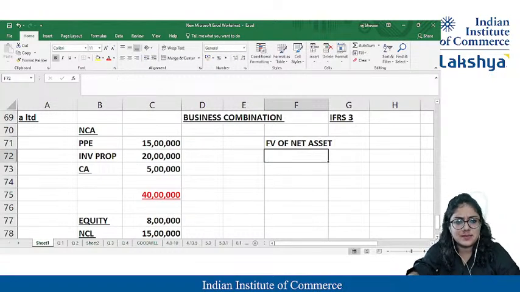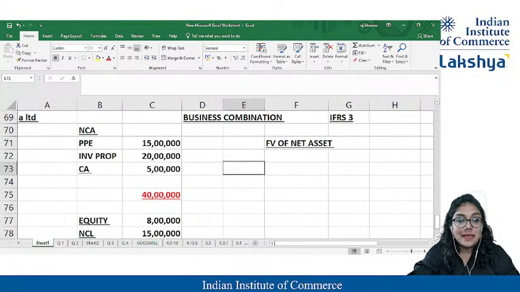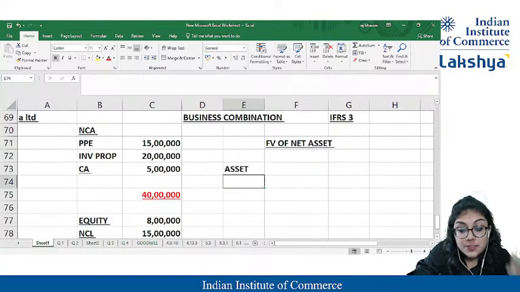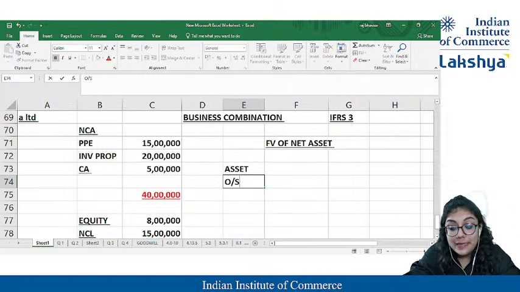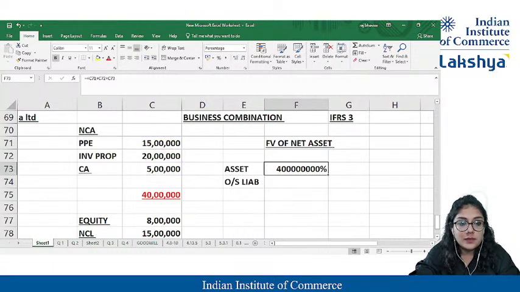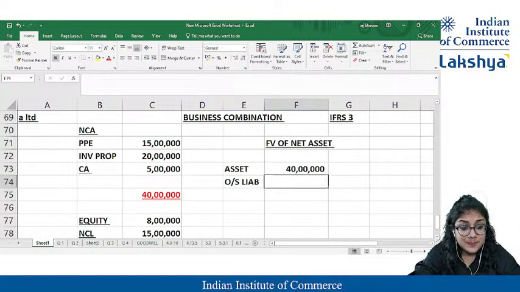What is net assets? Net assets, or I can say net worth, or I can say equity. For example, I have to check the total assets minus outside liabilities. The total assets are 15 lakh plus 20 lakhs plus 5 lakhs. So that is 40 lakhs. What is their outside liability?